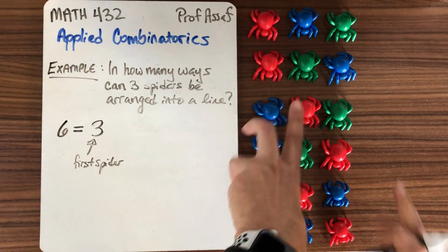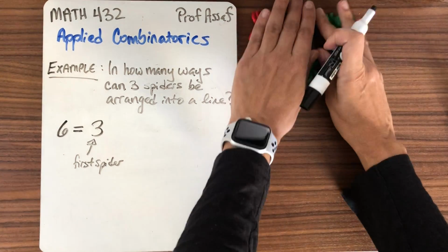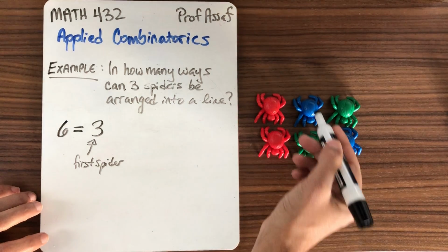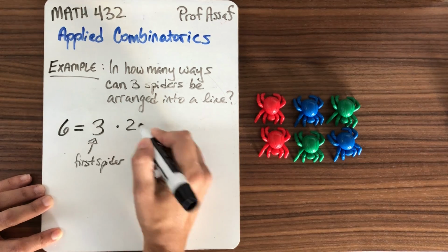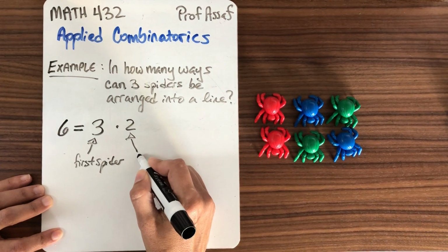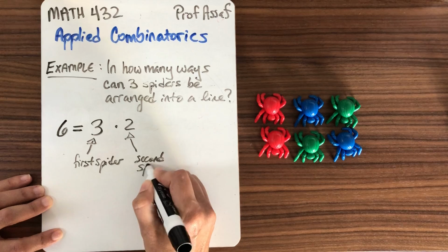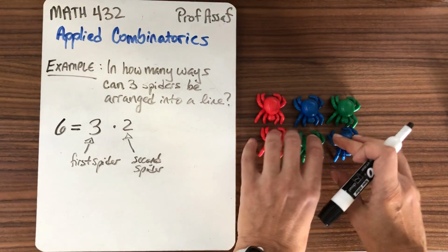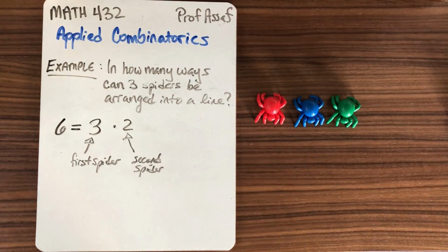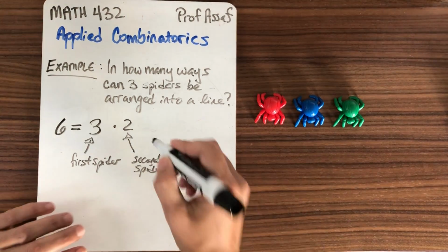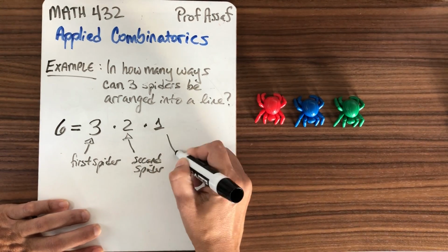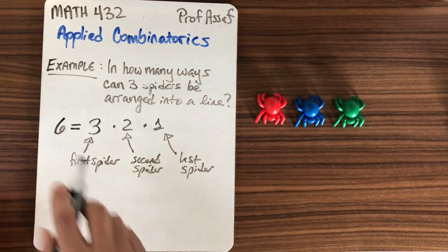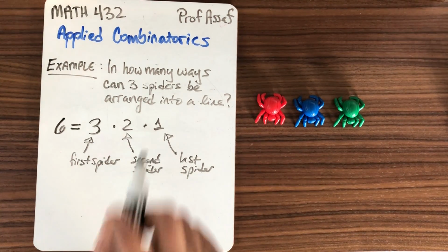So let's suppose we chose the red guy first. Okay, well then, what do we do next? Now for the second spider, we can't choose the red one again, so we have a choice of 2 options. So this is the second spider. He can be blue or green. Let's suppose we take the blue spider as the second option. Okay, then what's left? Well, we only have 1 spider left. So that spider has to be what we put at the end, the last spider. So this version of 6 is actually 3 times 2 times 1.